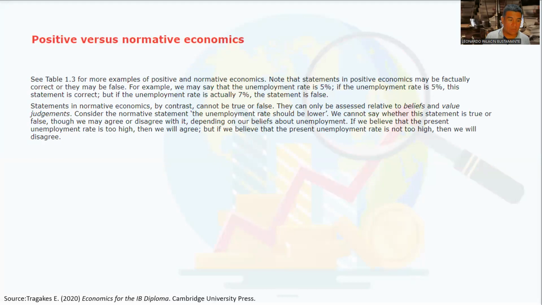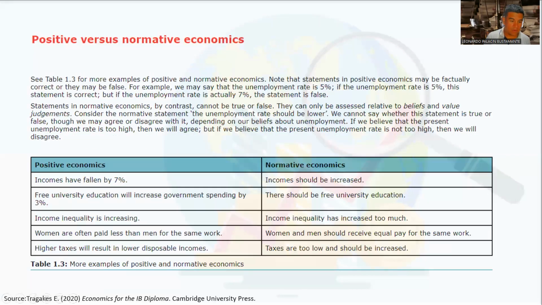Now, take a look at table 1.3, this one. And in here, you see more examples of positive and normative economics. Know that the statements in positive economics may be factually correct, or they may be false. So when we talk about positive economics, do not forget that it could be right or wrong, information that is misleading perhaps. For example, we may say that the unemployment rate is 5%.